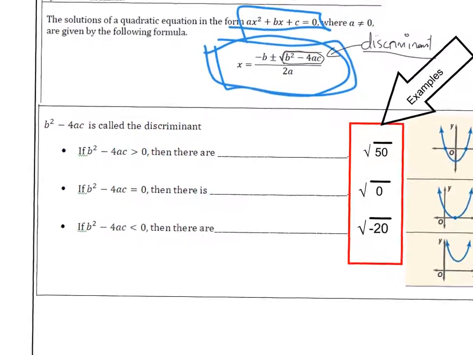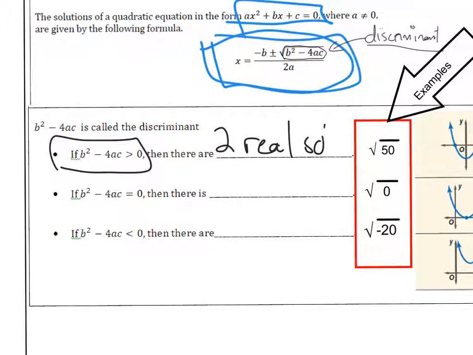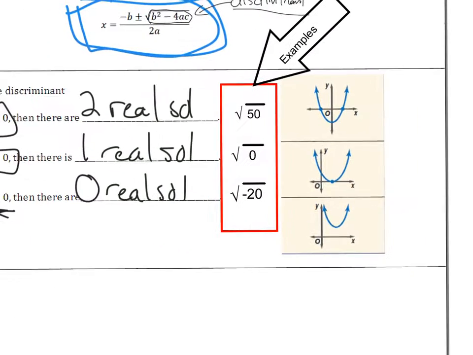So, 3 things can happen with the discriminant. So here's kind of what happens. If it's bigger than 0, if it's positive, that means there are 2 real solutions. All right? If it is equal to 0, that means there is 1 real solution. If it is negative, that's what less than 0 means, if it's negative, that means there are 0 real solutions.